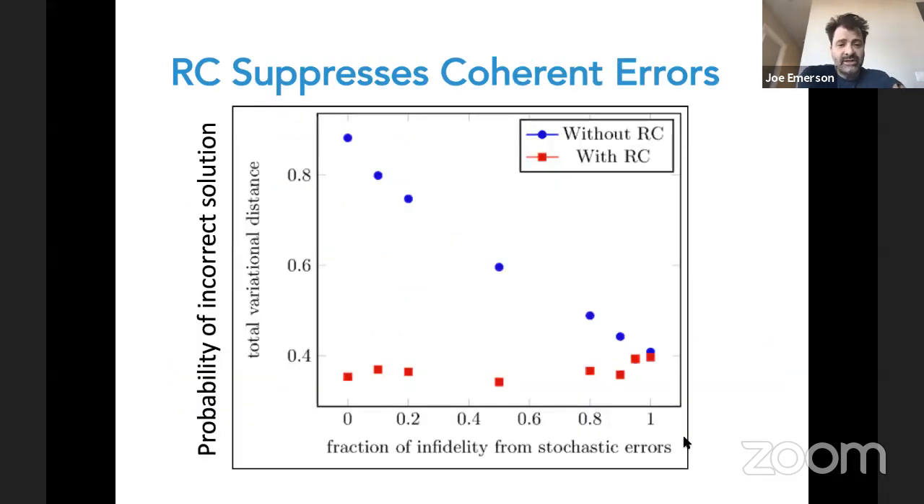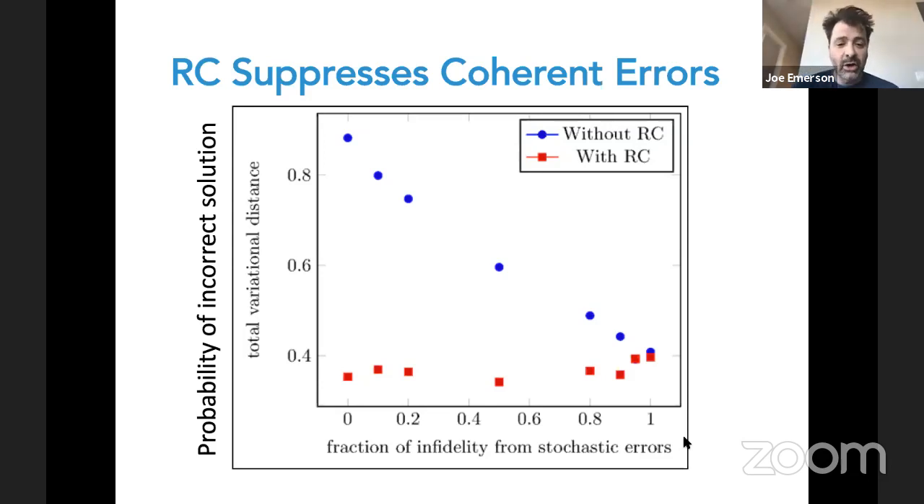And so here we look at some numerics. Notice the total variational distance is a great way to think about it, which is it's basically the probability of getting the wrong bit string. So if I am producing some bit string ideally with some probability, then TVD measures what's the probability I didn't get the right bit string.